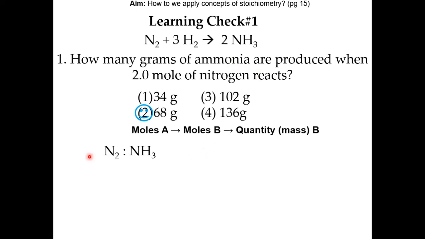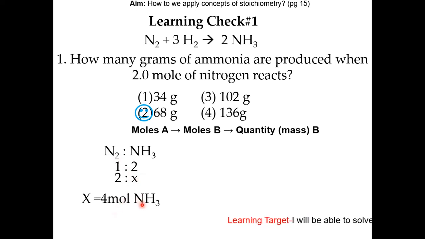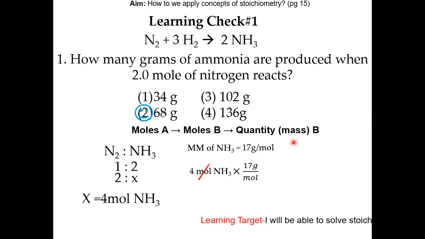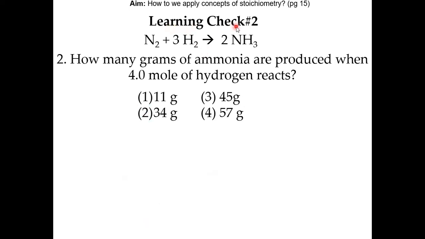The first step is to use a mole ratio to get the moles of B. Based off the chemical equation, the mole ratio between N2 and NH3 is 1 to 2. Since we're given 2 moles of N2, how much NH3 is produced? So if we cross multiply, we get 4 moles of NH3. The next step is to convert the moles of ammonia to the mass of ammonia. So to do that, we need the GFM of NH3, which is 17. 4 moles times 17 grams over mole will give us 68 grams of ammonia. And that's the answer.